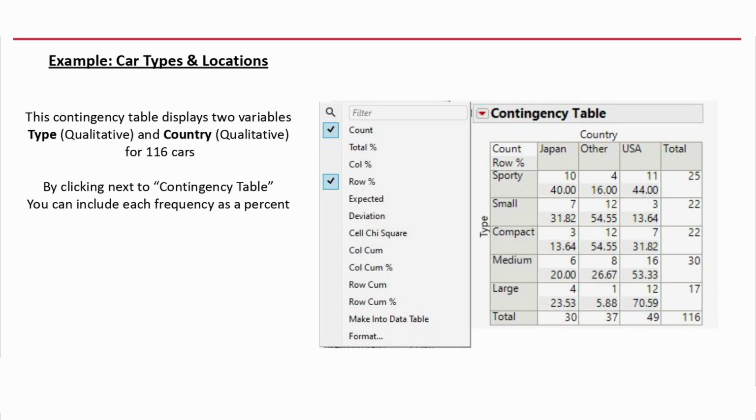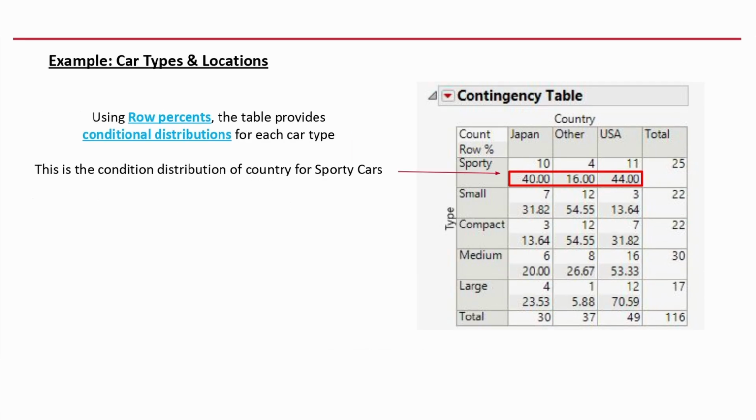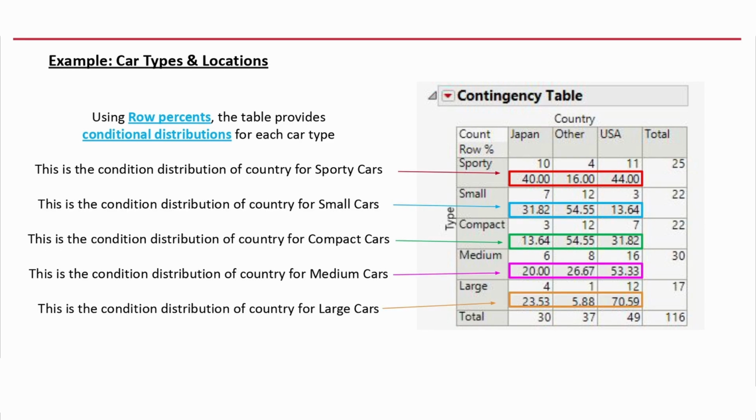Since I selected row percents, my table is showing the conditional distribution for each type of car. That is, in the first row where I have highlighted 40, 16, and 44, those percents are telling me out of the sporty cars, where do they come from? 40% of the sporty cars come from Japan, 16% come from somewhere else, and 44% come from the US. That is only just the sporty cars. I've marked the other 4 conditional distributions for small, compact, medium, and large in different colors to show you where they are.